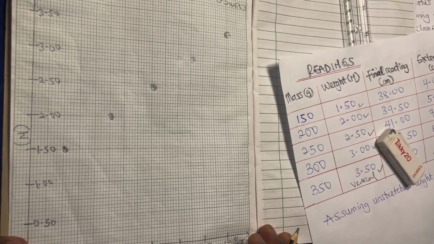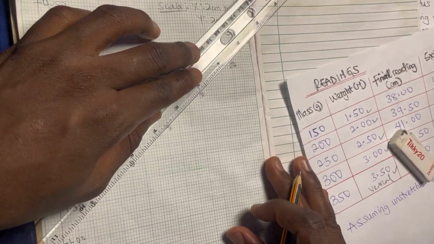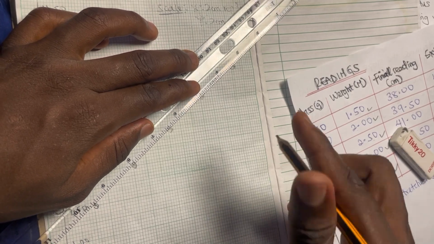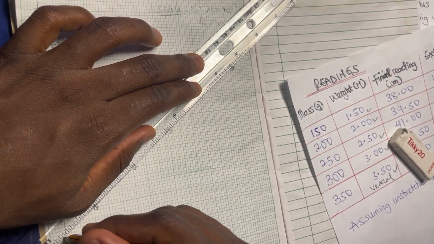Now let's take the line of best fit. Taking the line of best fit, it is a straight line graph. So the graph looks like this.